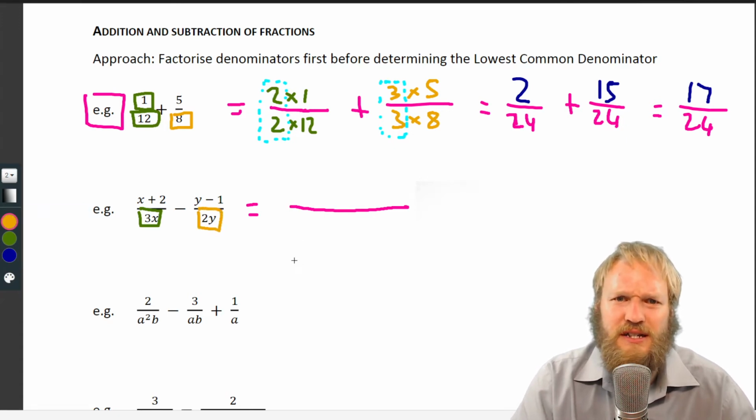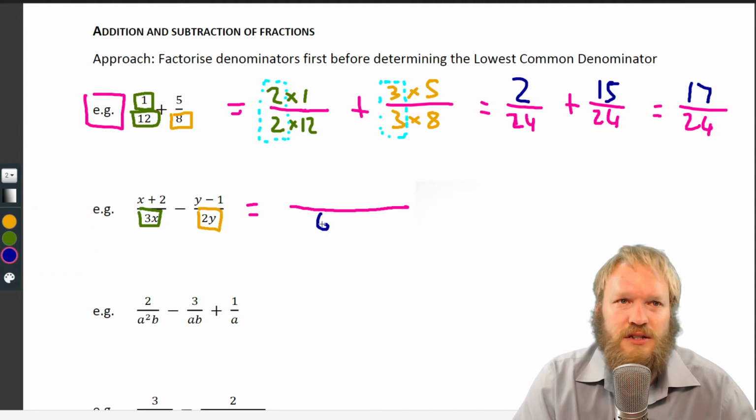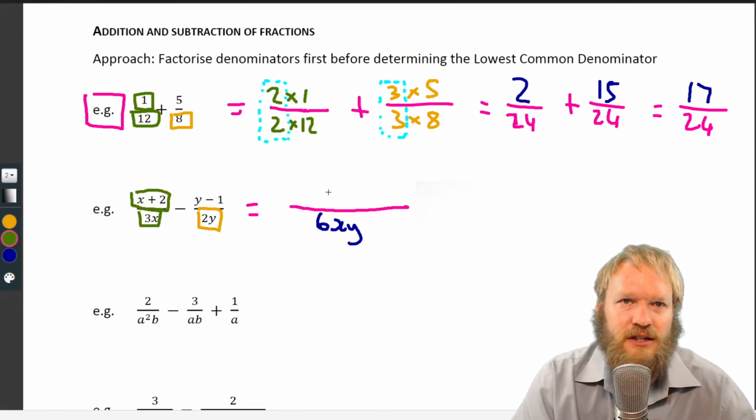So what is our LCD in this case? Well, in this case, it's kind of boring because we're just going to multiply them together. There's nothing more we can really do. So we can get 6xy. Now we ask ourselves, okay, well, at the top here, we had x plus 2. So we still got x plus 2.